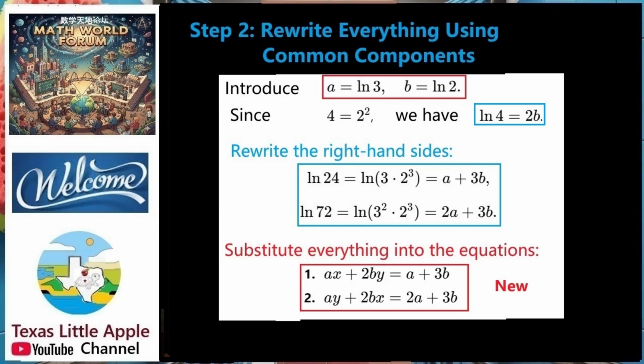Step 2. Rewrite everything using common components. To make the structure look clear, let's introduce two constant variables, a and b. We have log 4 equal to 2b. Let's rewrite the right-hand sides too. Thus, both log 24 and log 72 can be expressed in terms of the constants a and b. Now substitute everything into the equations. We got the new equation as shown on the screen. These two equations look almost identical, just with x and y swapped. That symmetry is the heart of the first method.